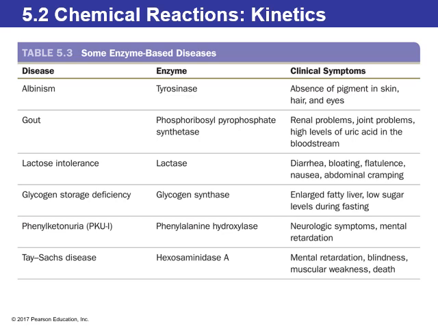There are a lot of examples of enzyme-based diseases, but these are just a couple of examples. So albinism, the enzyme is tyrosinase. This presents, again, absence of pigment in the skin, hair, and eyes. Gout, this involves an enzyme that breaks down ribose sugars. This can create renal problems, joint problems, and high levels of uric acid in the bloodstream.